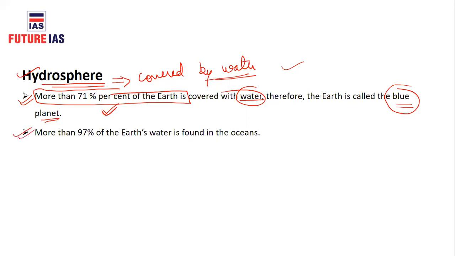And you must understand, when you compare all water, 97% of the earth's water is found in the oceans. So this is also an important factor, that among all 100% of water, 97% is found in the ocean itself.